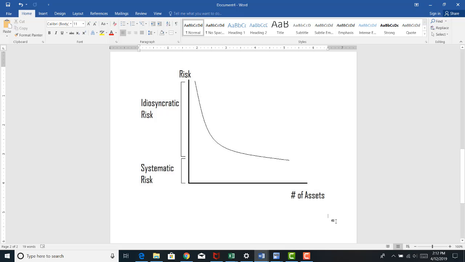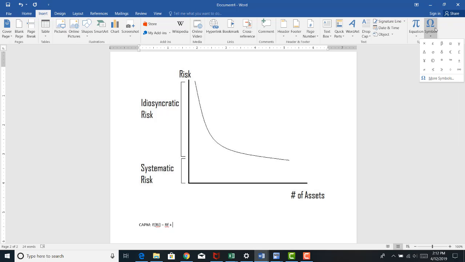The capital asset pricing model is as follows. The CAPM suggests that the expected return of any asset i is equal to the risk-free rate plus, I'm going to insert a symbol here called beta and explain what beta is, times beta times the expected return on the market minus the risk-free rate.